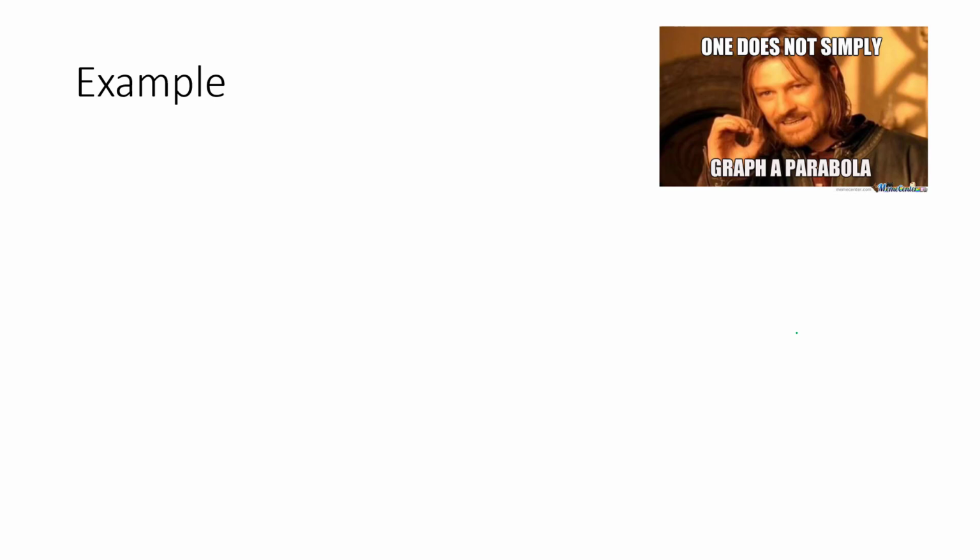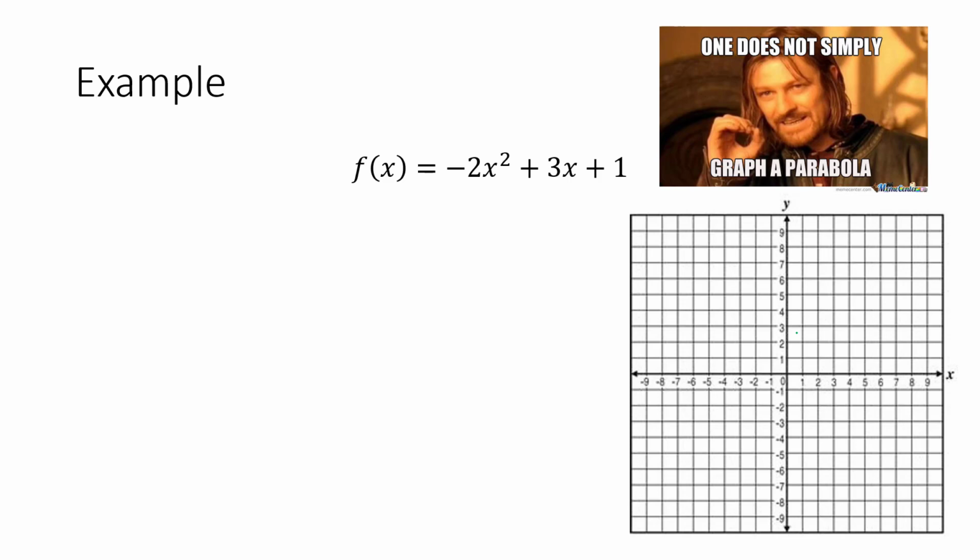Sometimes, though, we cannot simply graph a parabola. We need to first put it into vertex form. And we know how to do that by using that completing the square method. First, we factor out the a out of the first 2 terms. So we have negative 2 times x squared minus 3 halves x, and then a plus 1 at the end.